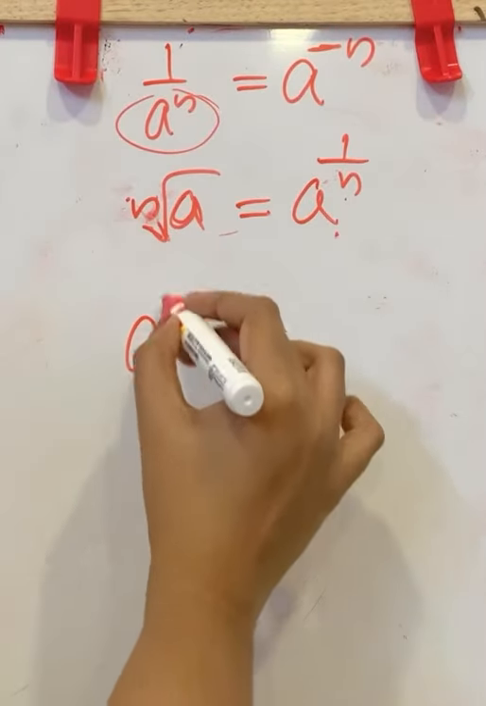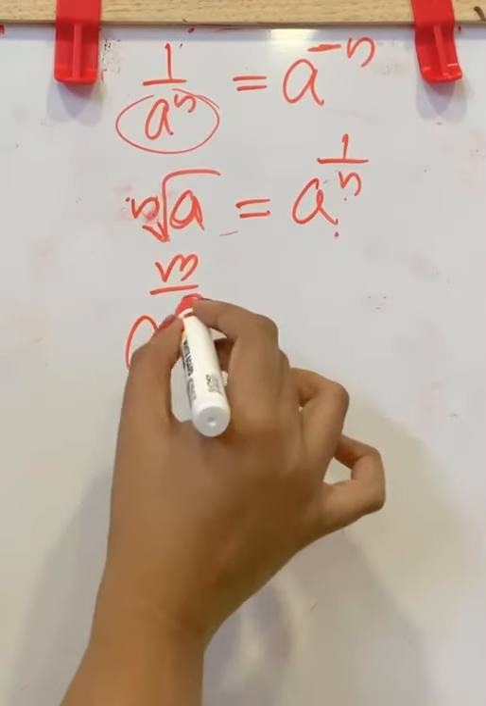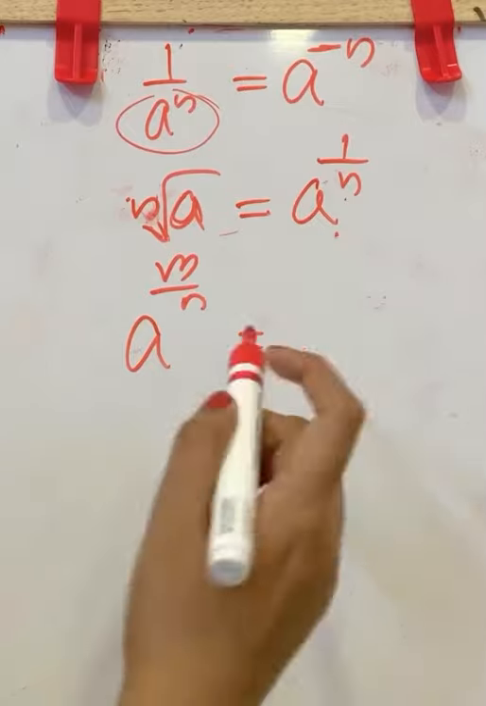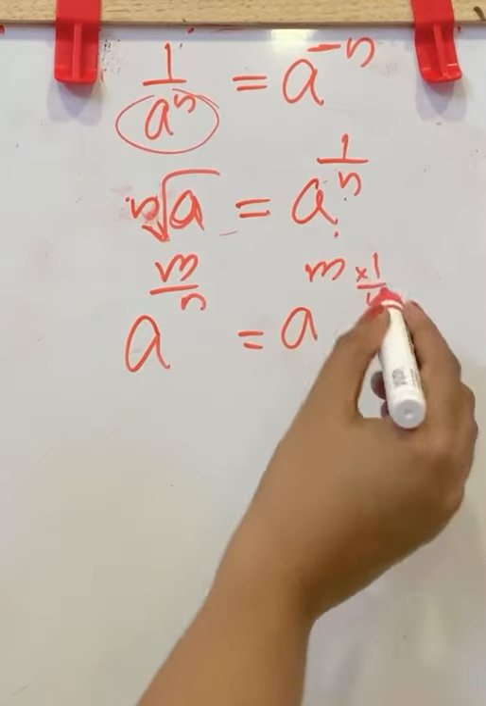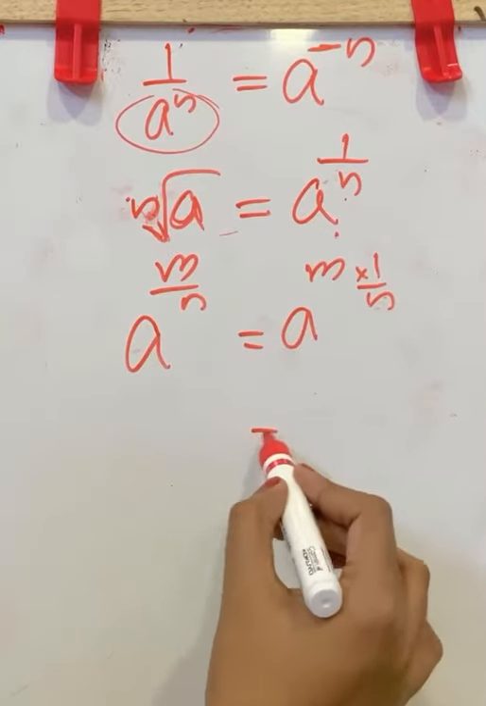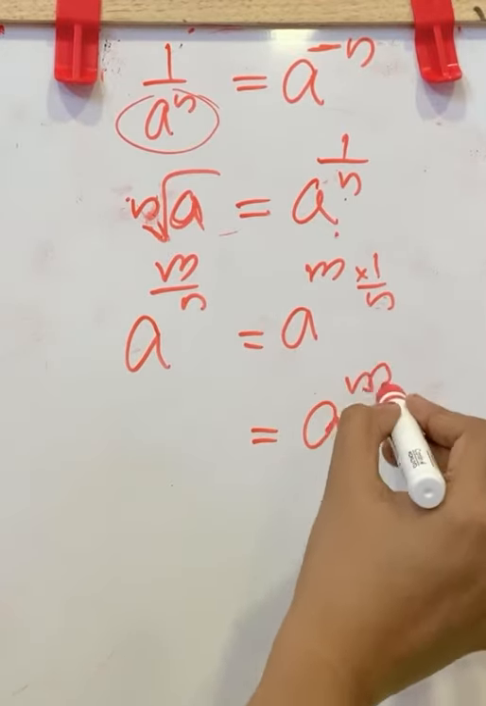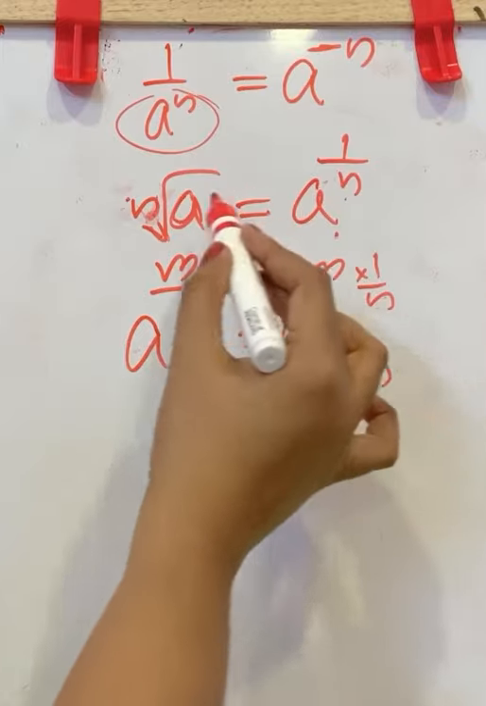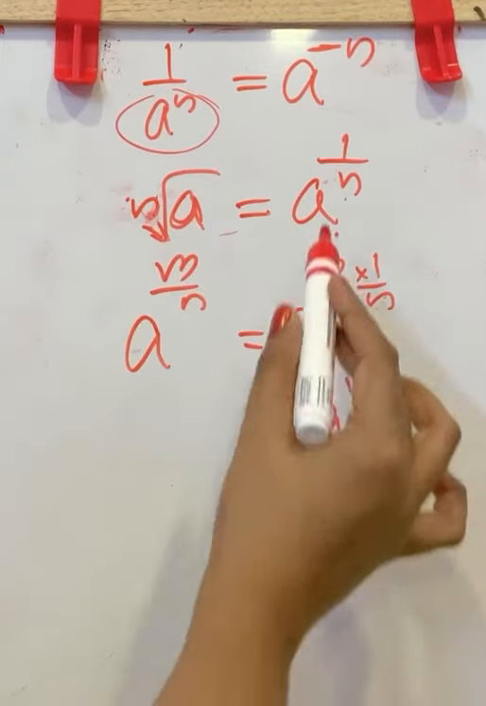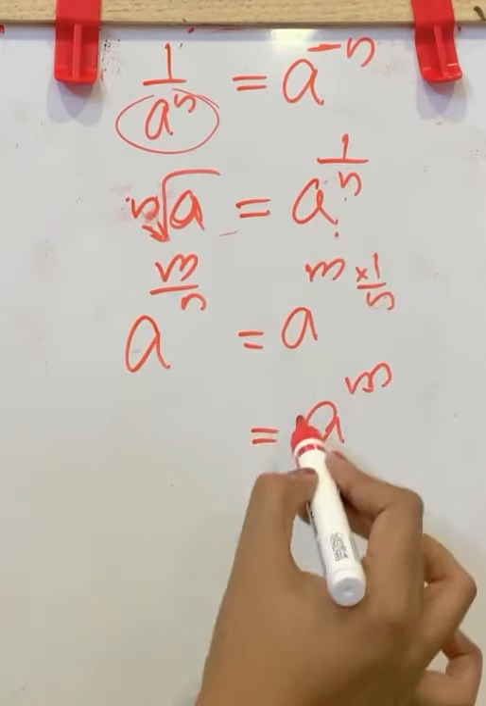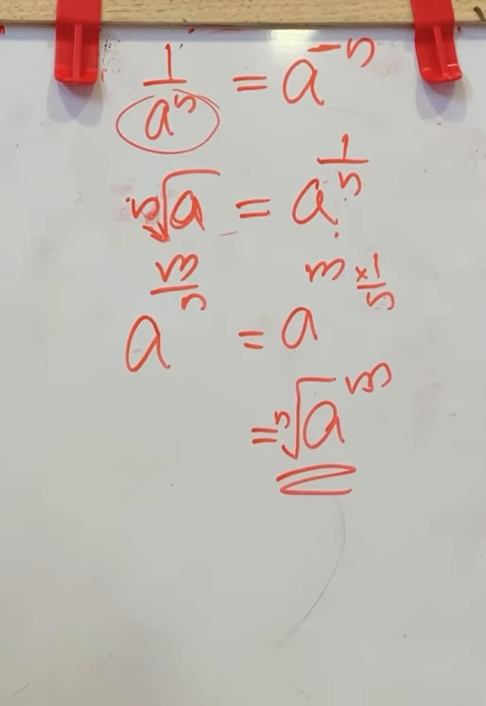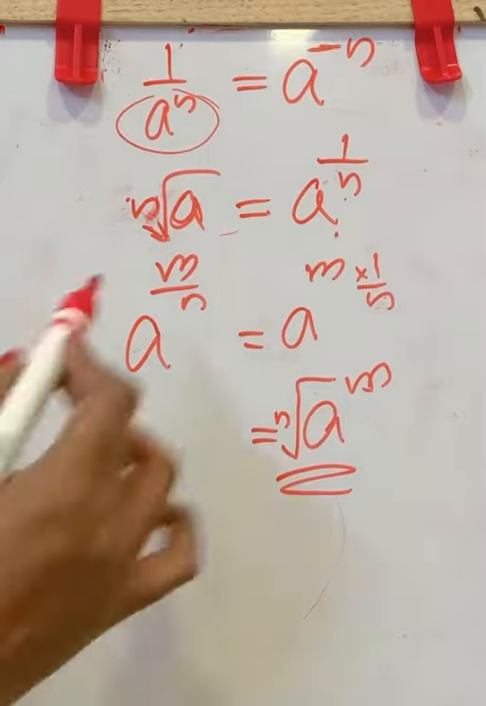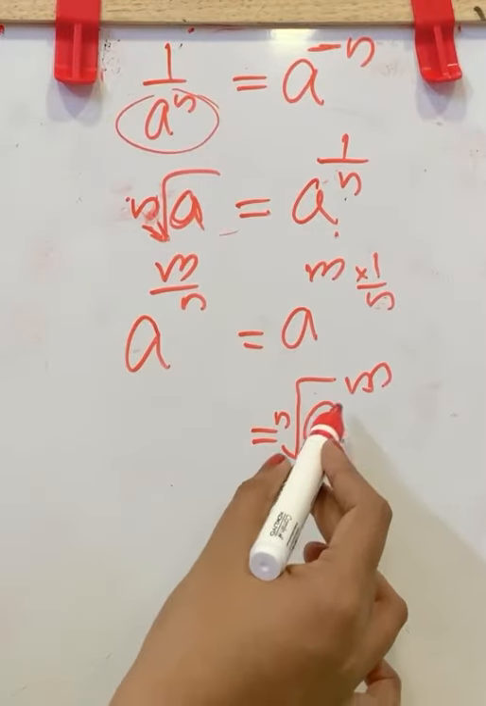Next one, a raised to m by n. If there is a fraction in the exponent, we can write it as a raised to m into 1 by n. That is m by n. Here it is a raised to m, raised to 1 by n, which we can say as nth root. So the answer will be nth root a raised to m. A raised to m by n is nth root a raised to m.